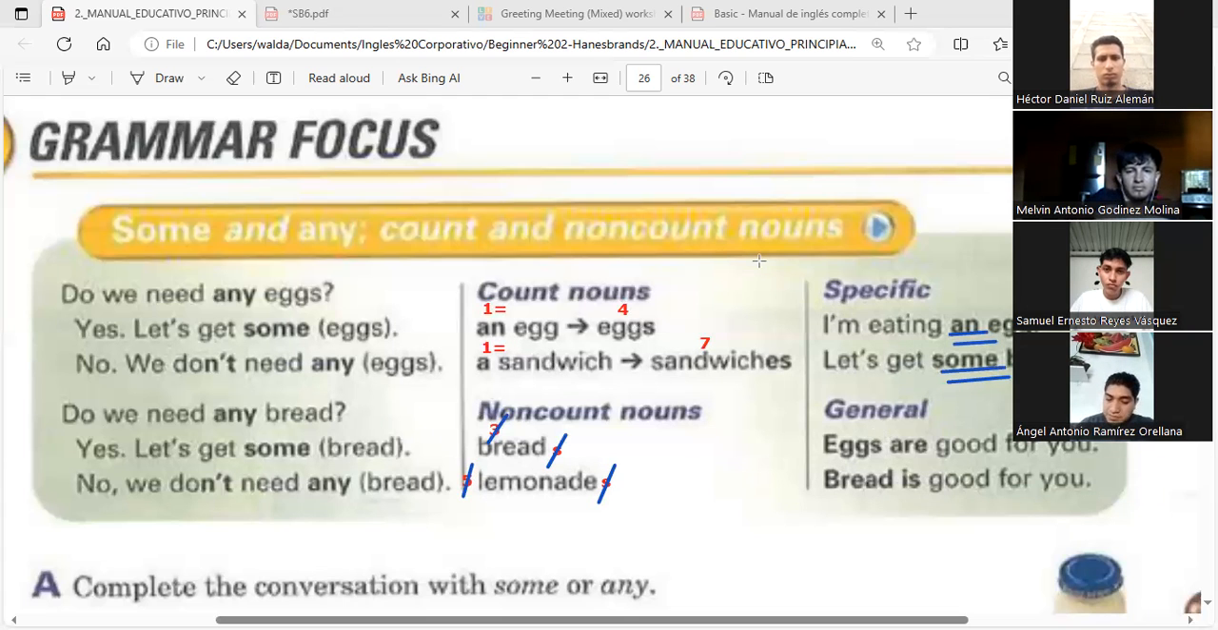But if we're just talking in general, we say, eggs are good for you. So notice that we use the letter S to be in general. Los huevos son buenos para ti. Bread. We don't say some bread. We just say bread. Bread is good for you. El pan es bueno para ti. Okay?